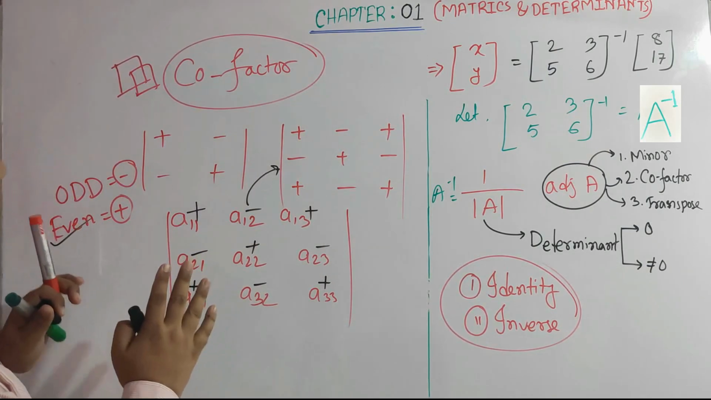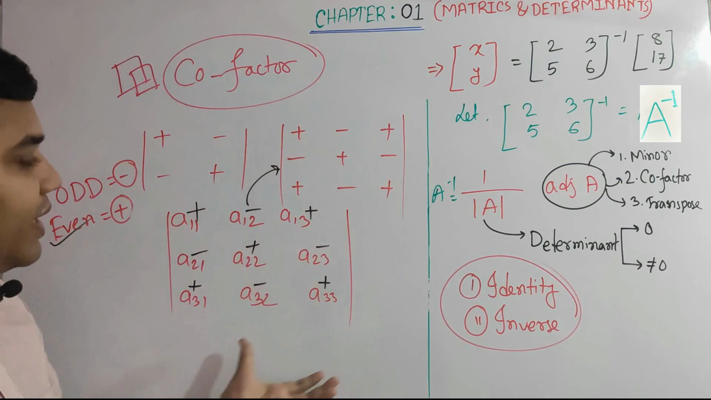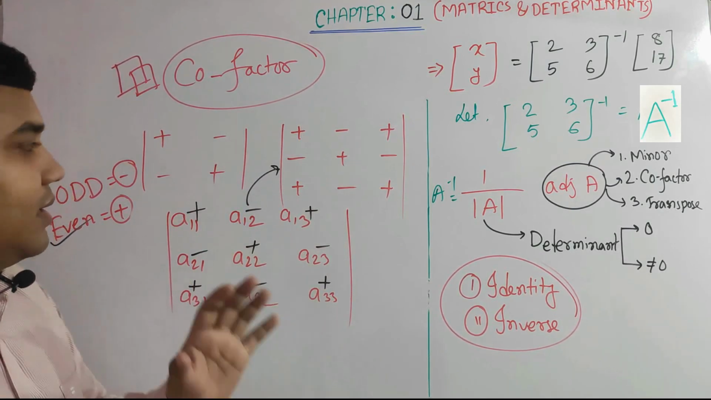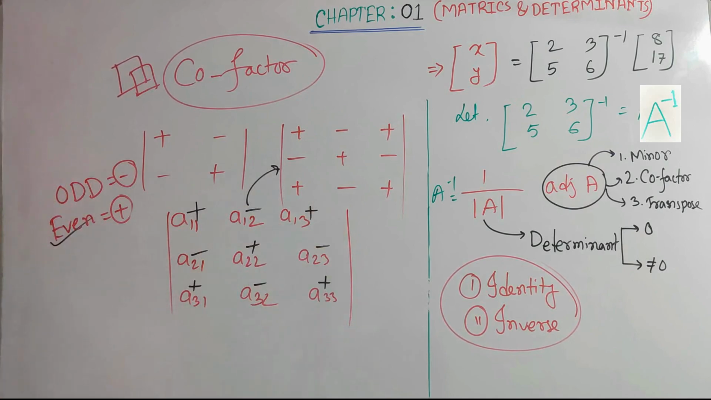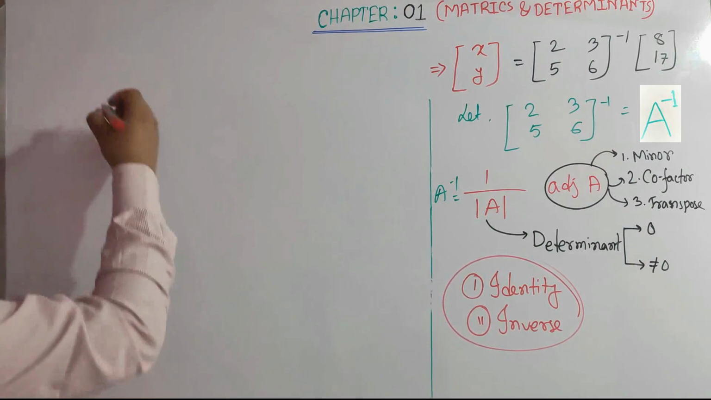Okay, so we are trying to understand how the cofactor sign works. This is the part. Now we are trying to find the cofactor for every position from a 3 by 3 matrix directly. So dear students, what we are talking about, that cofactor generally comes with two parts.